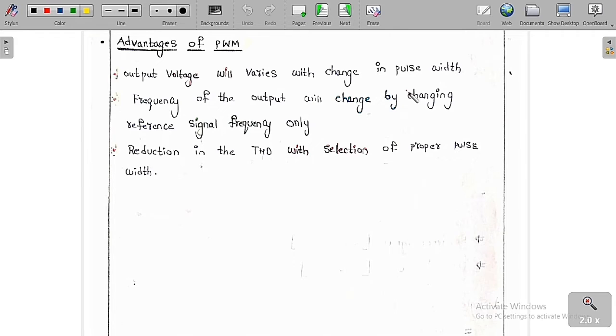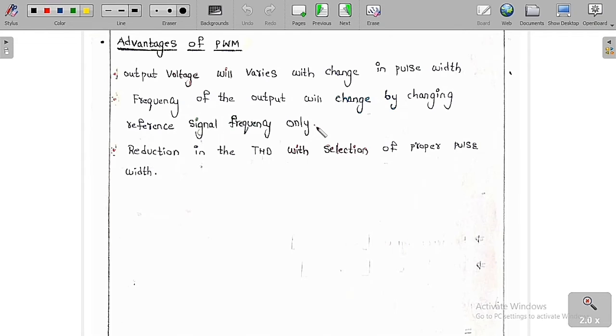With the help of pulse width modulation, the output average value changes. So the output voltage varies with change in pulse width. As you vary the pulse width, you can vary the average value of the output voltage. And the frequency of the output changes by changing the reference signal frequency only. A very important point: by changing the frequency of the reference signal.